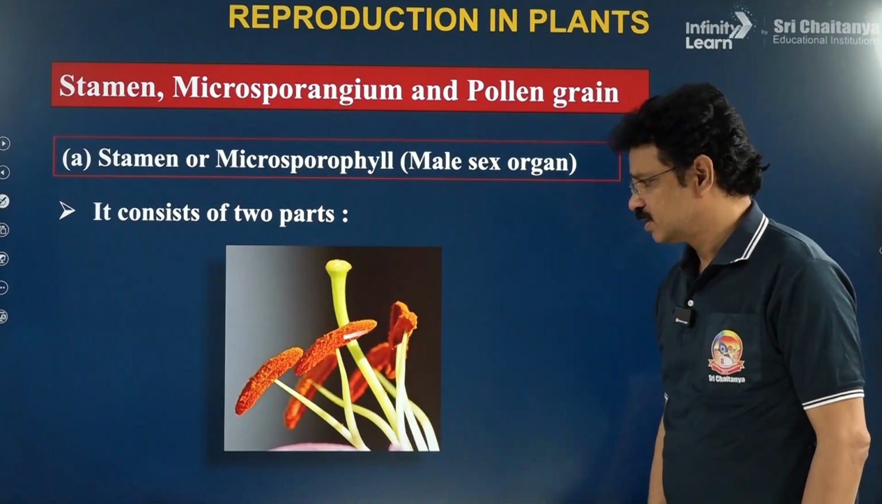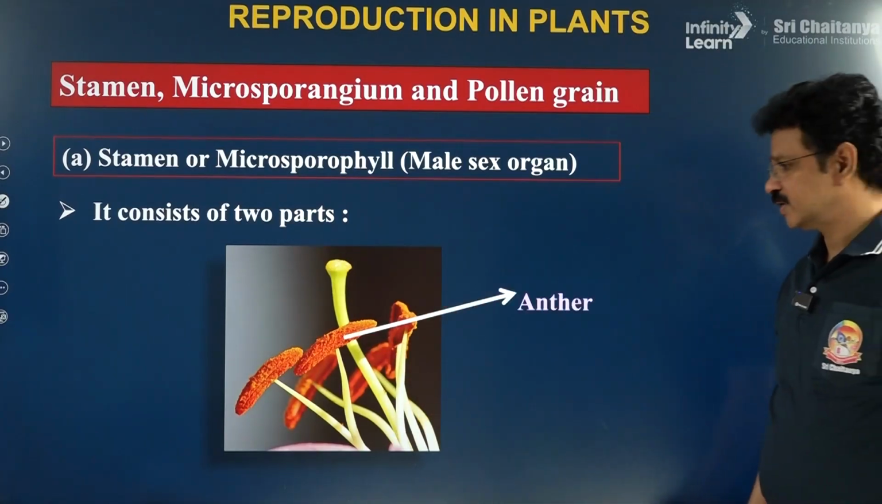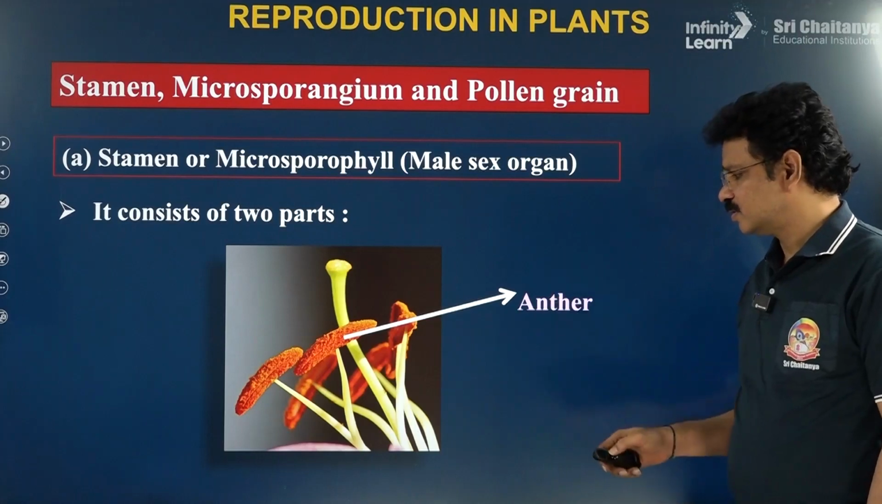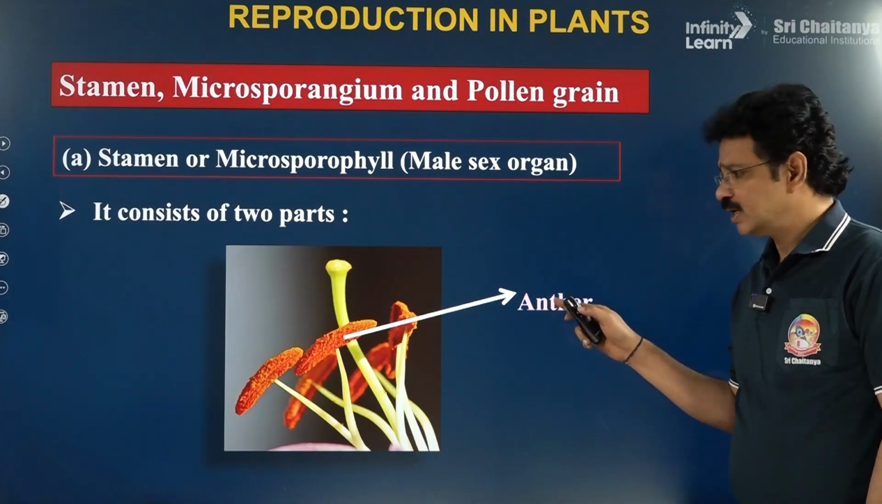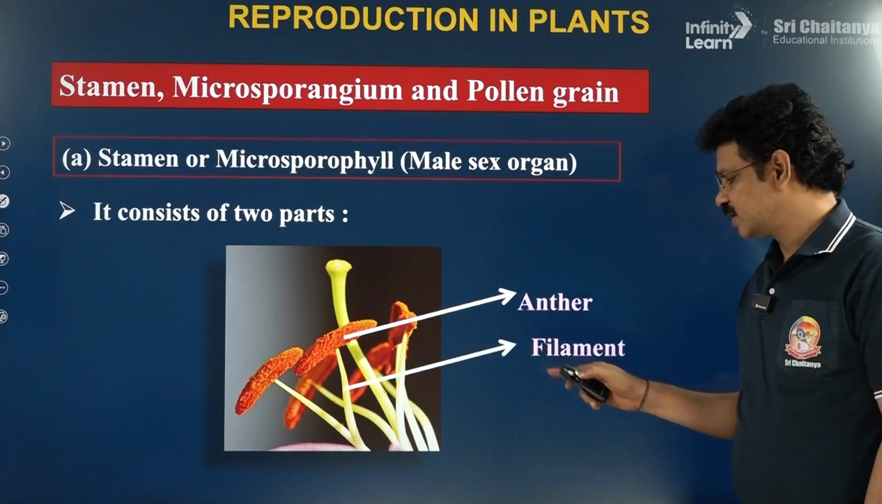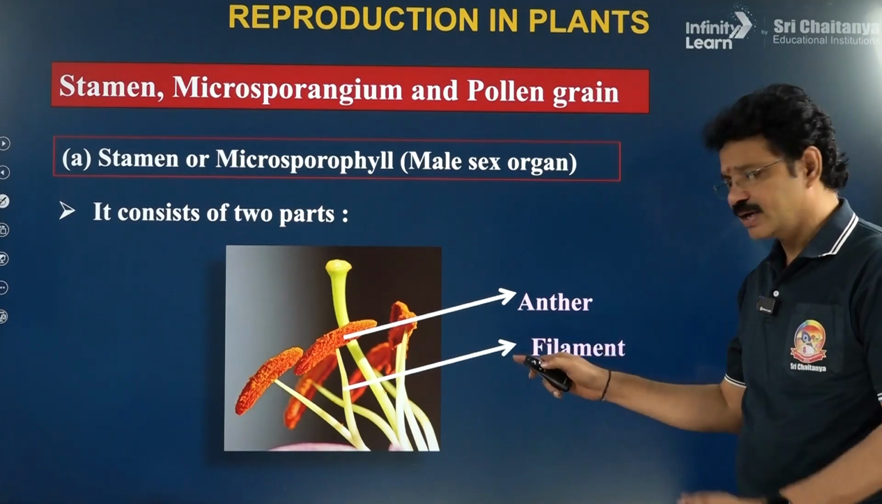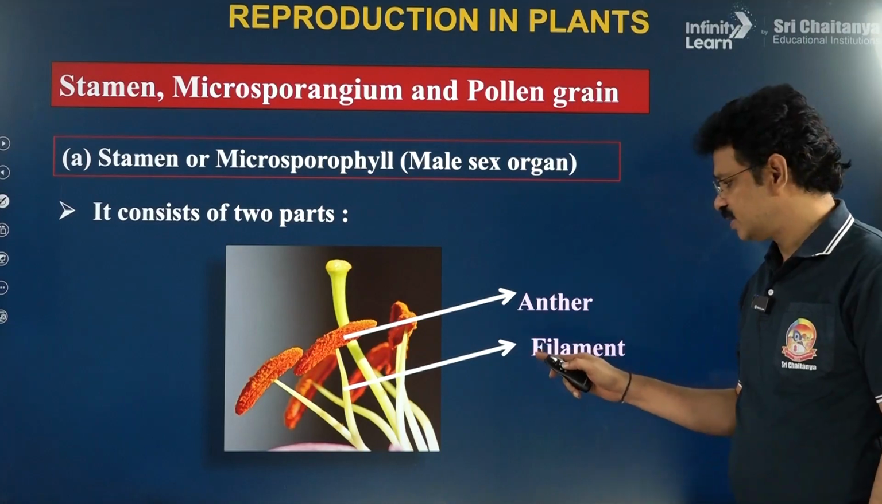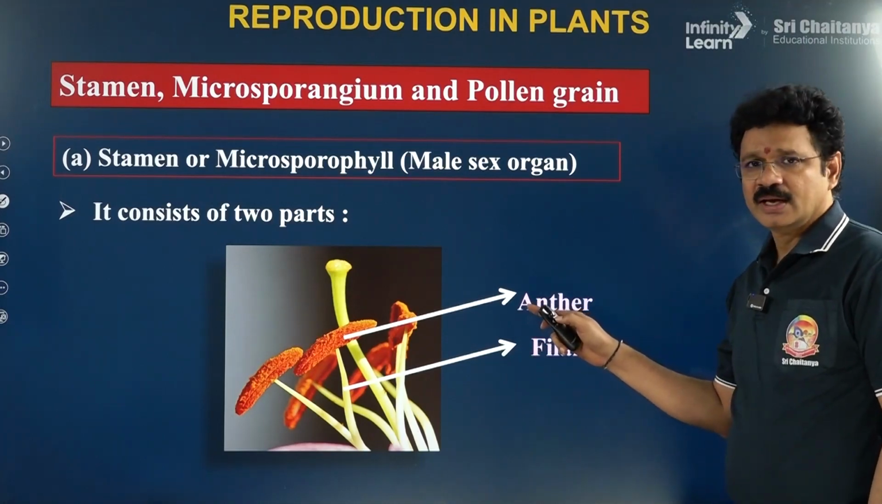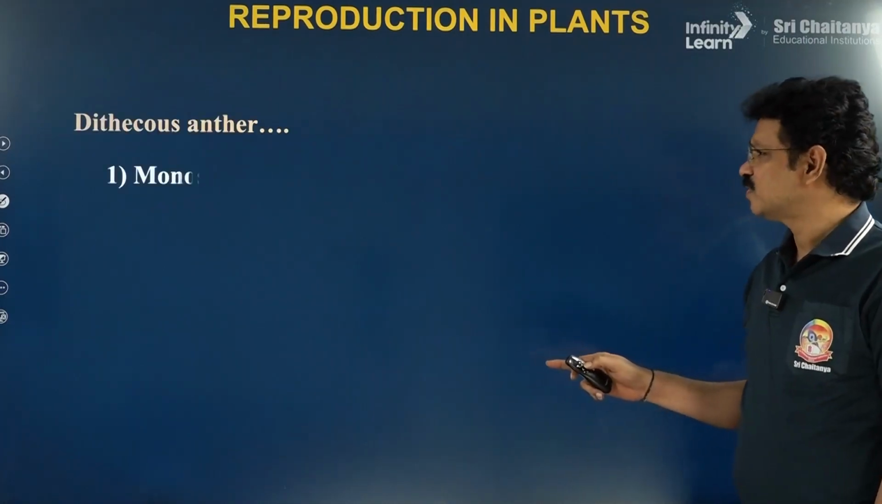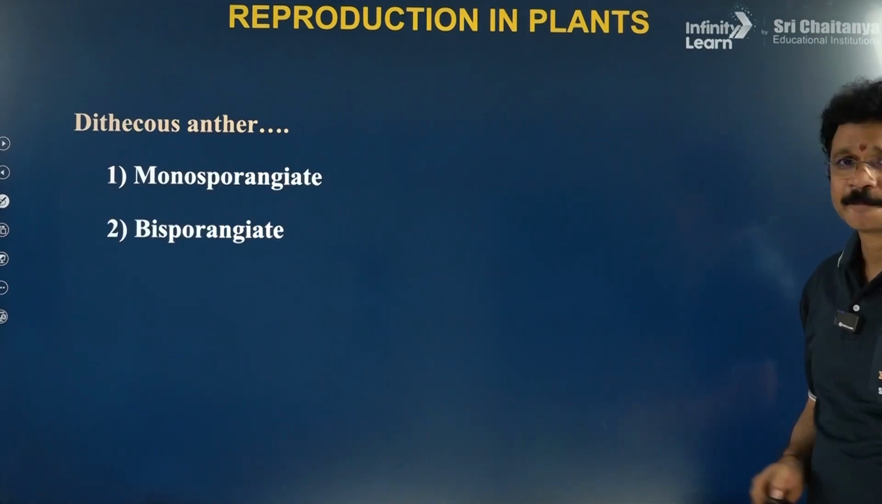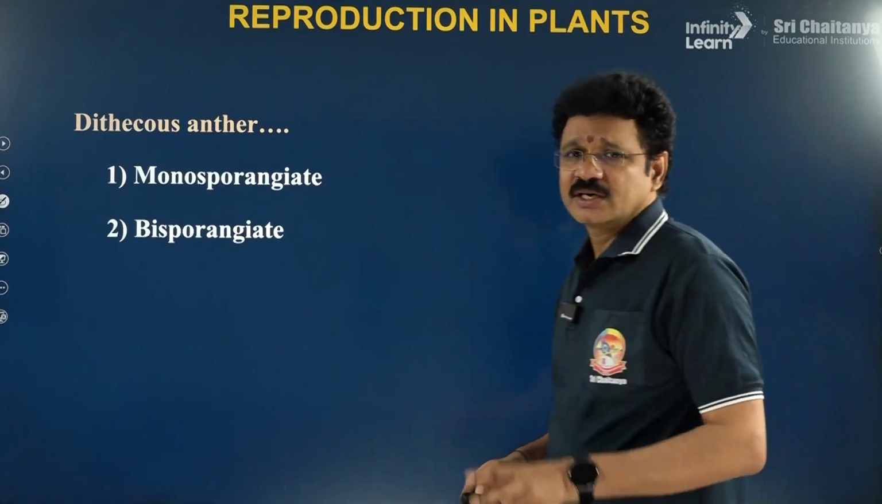These are the stamens. In each stamen, two parts are there. The fertile part or pollen producing part is the anther. Second one is the staminal filament. These two are the two important parts of a stamen: one is the filament and another one is the anther. Anther is a group of sporangia, microsporangia. Anthers are generally of two types.